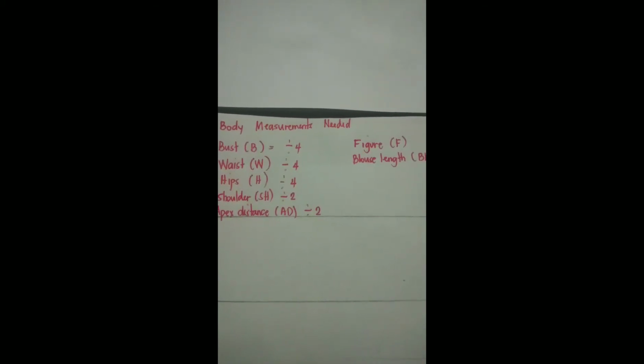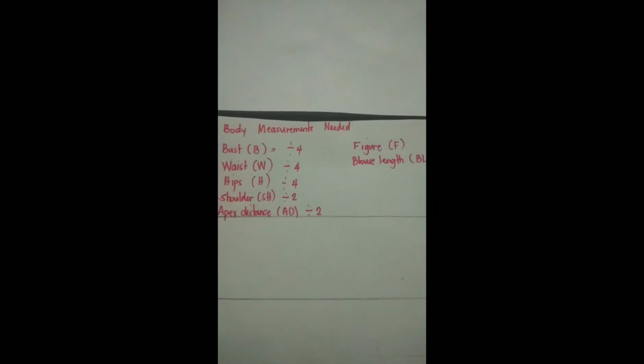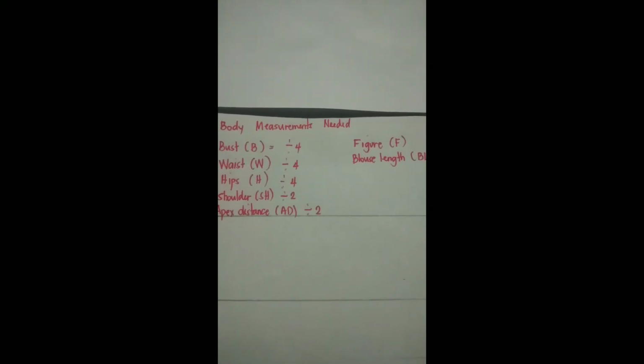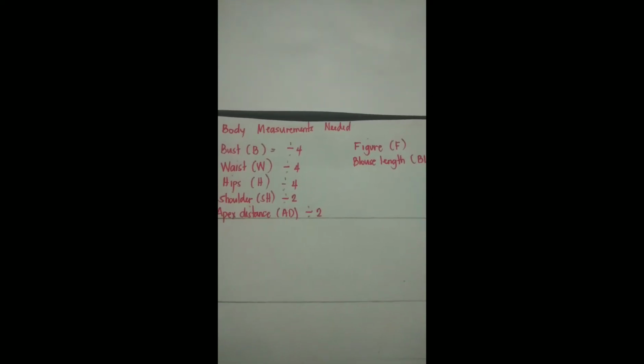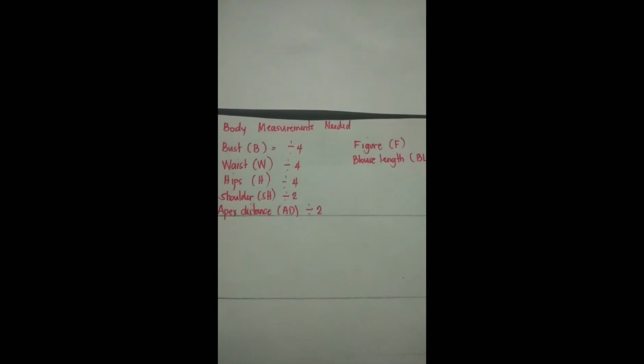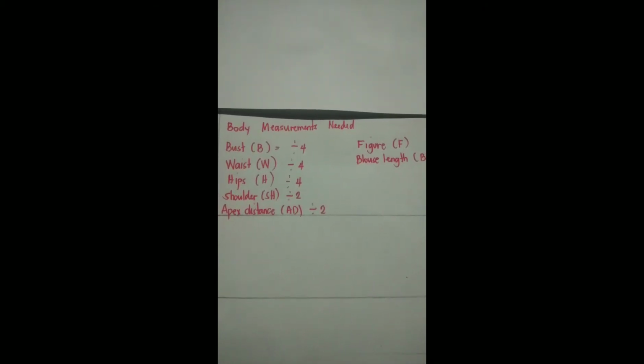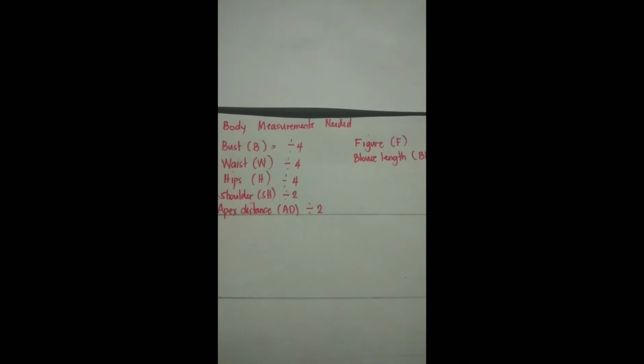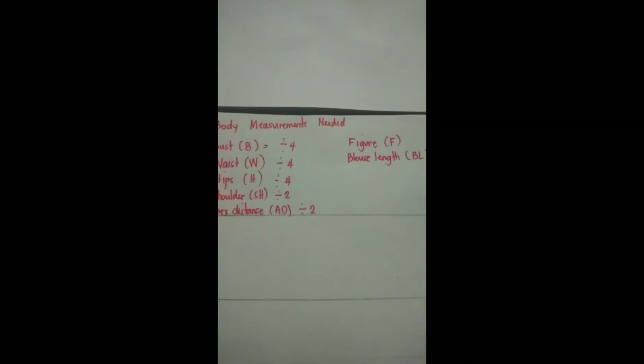The body measurements for drafting the front and back bodies are the following. First one is the bust, or letter B. You are going to divide the body measurement that you get from your bust by 4. The next body measurement is the waist, or W. Again, divide it by 4. Hips, letter H, divide by 4.